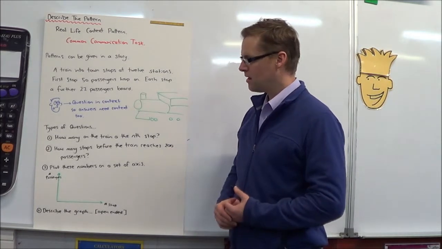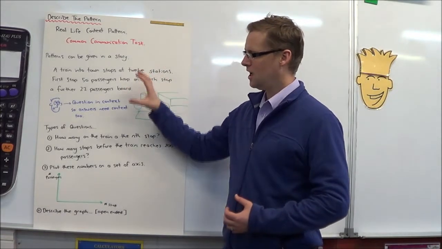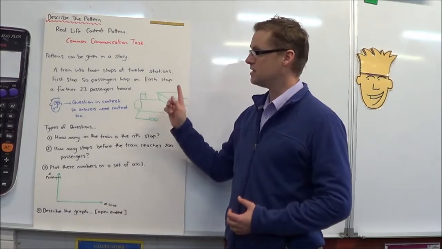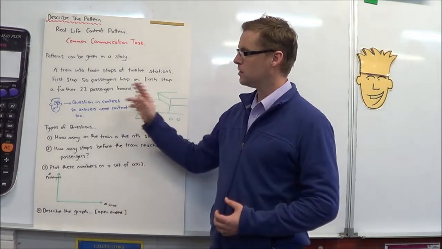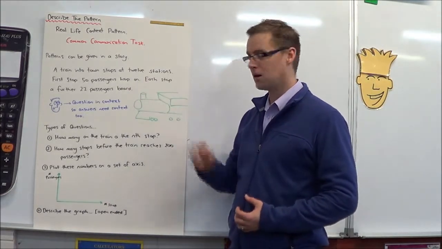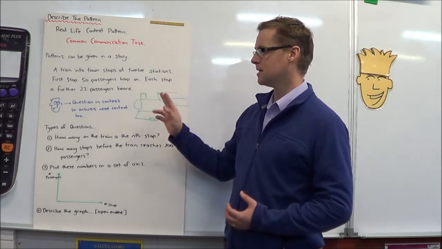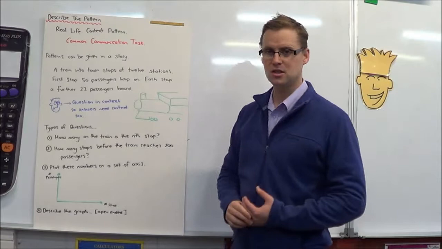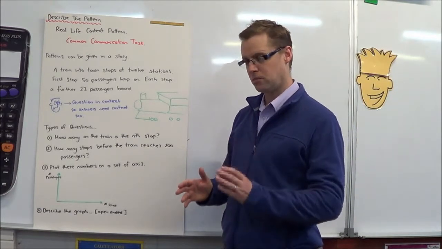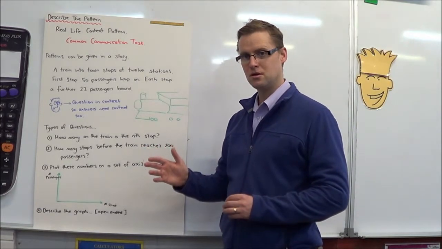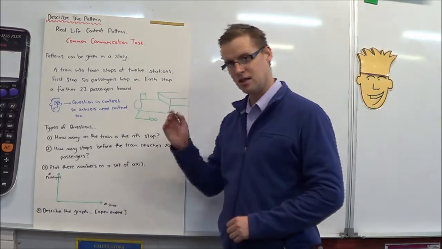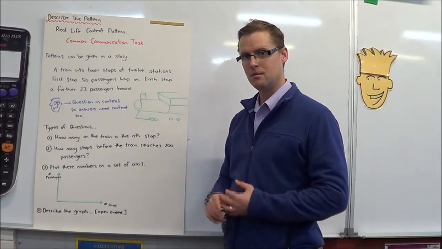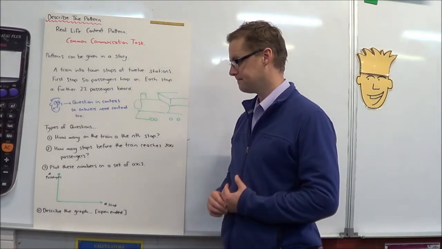Third type of problem, they could take the context and ask you to produce it as a linear graph. In this case, the points on the graph will not be linked by a line, because it doesn't make sense to have 61 passengers halfway through stop 1 and stop 2. You'll have 50 passengers and then you'll have 72. At no stage will there be 61 passengers between the stops.